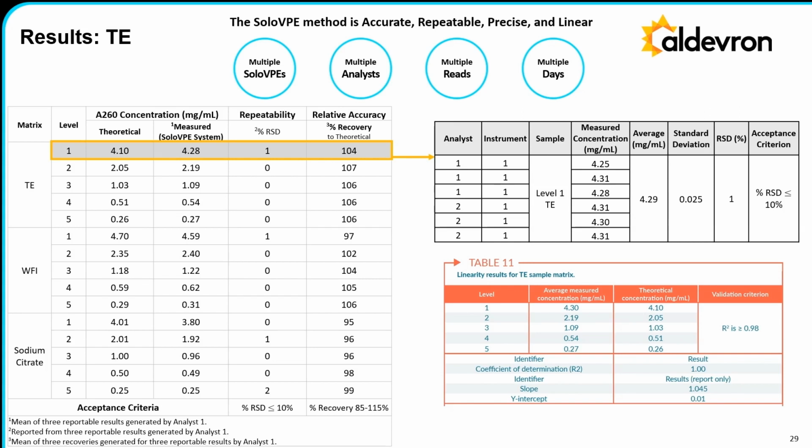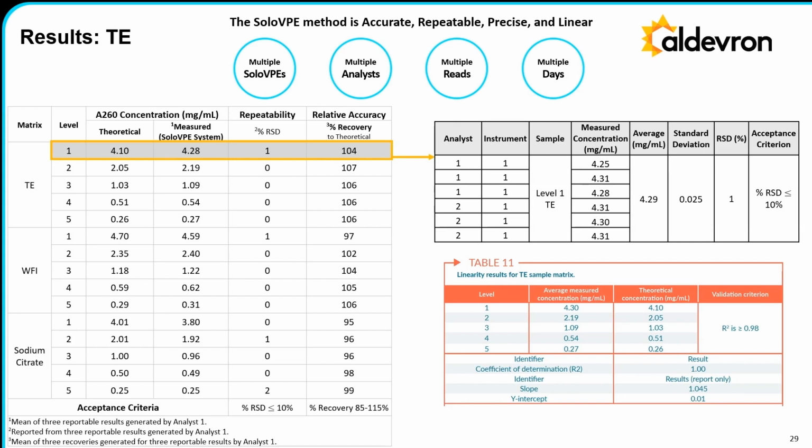And so if we look now at more of the intermediate precision component on the table to the right, you can see now we've varied analysts, we've varied day. If we just take a snapshot at level 1 for the TE sample, you can see the 6 reportable results across analysts and day. And the RSD again is really good, well within our acceptable level of precision.